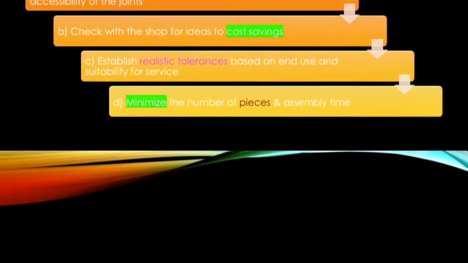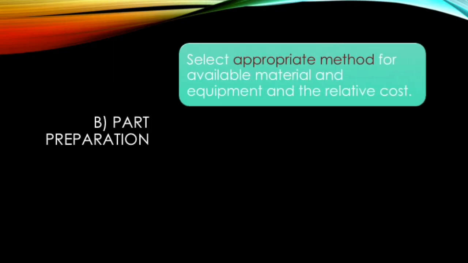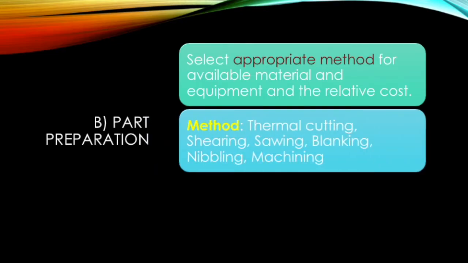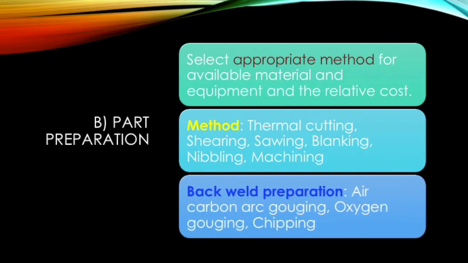Next is parts preparation, and for the preparation of the parts, it is important to select an appropriate method. An appropriate method could be thermal cutting, shearing, etc. So how we are going to prepare a part is very important, and then whether we need to do back weld preparation, should it be carbon arc gouging, etc. These are some important parameters that we need to consider for parts preparation.